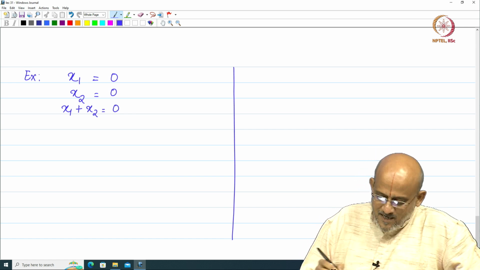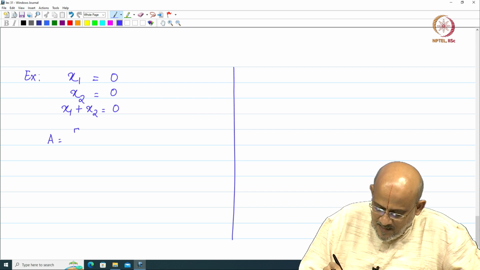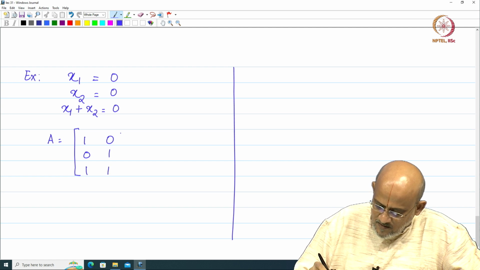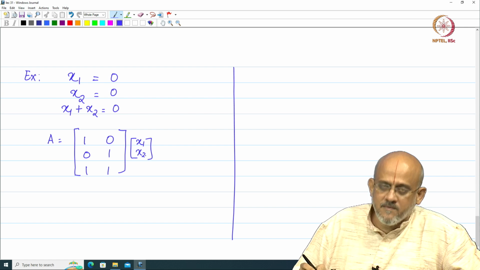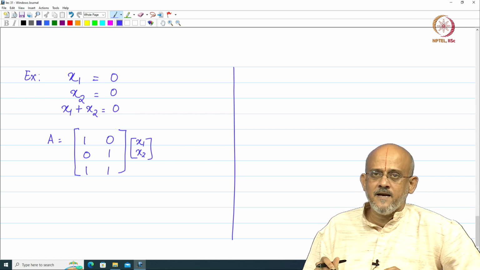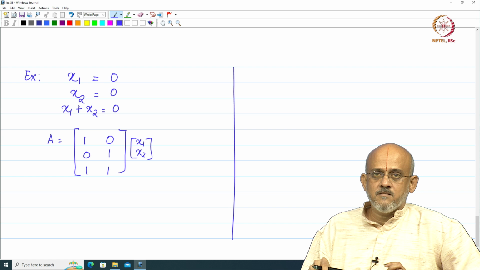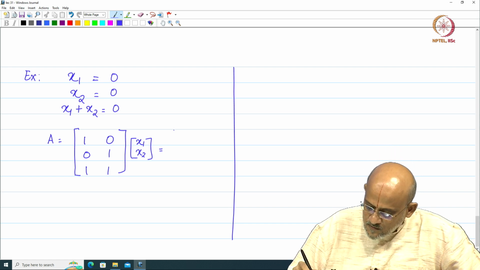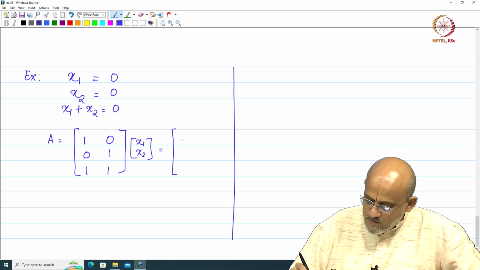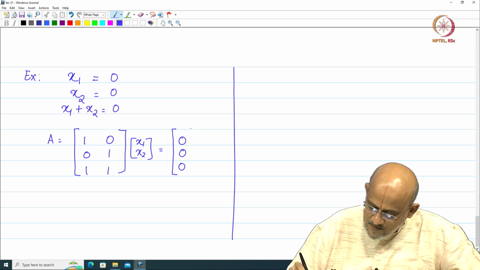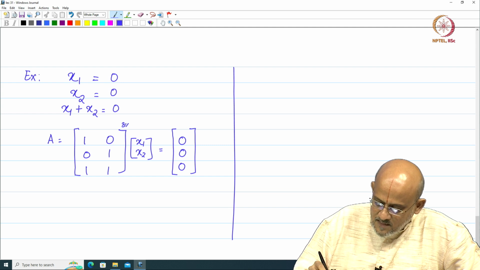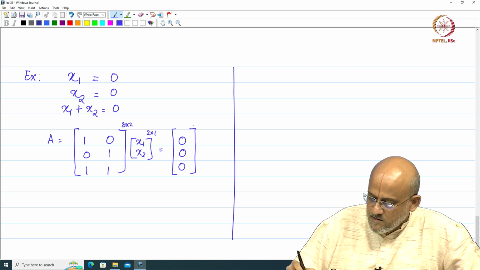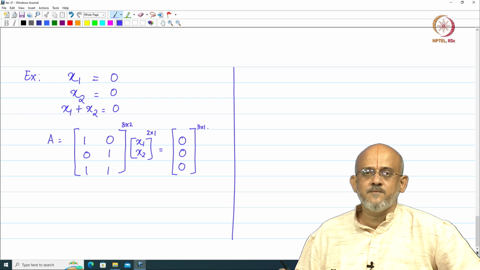Now what does A correspond to here? A is the matrix which is (1 0; 0 1; 1 1), and what does it do? It basically takes a 2 component vector. That means this matrix is going to take a vector from R2, and it is going to do something interesting. It is going to take this vector from R2 and give me a 3 component vector which is 0. So, this is basically a 3 by 2 matrix, this is a 2 component vector and that is going to be a 3 component vector, right. So, this is what we have.